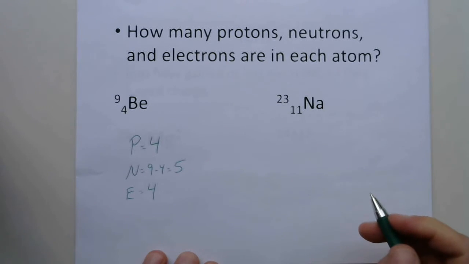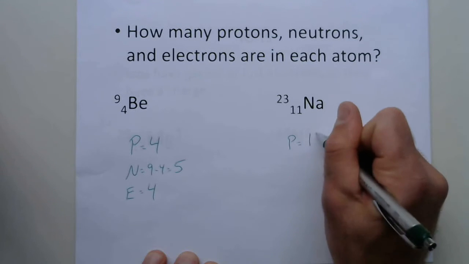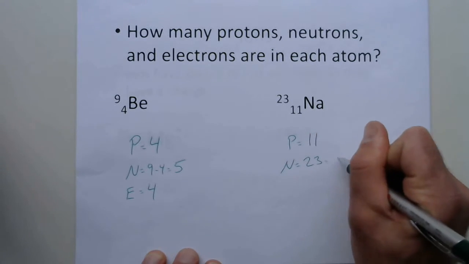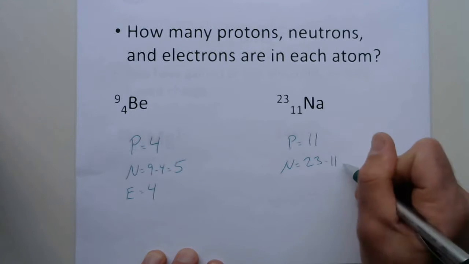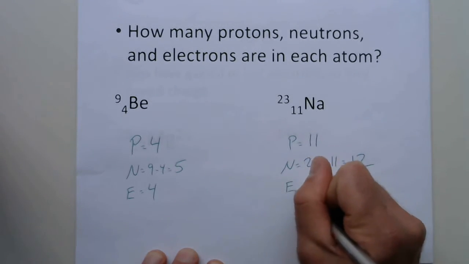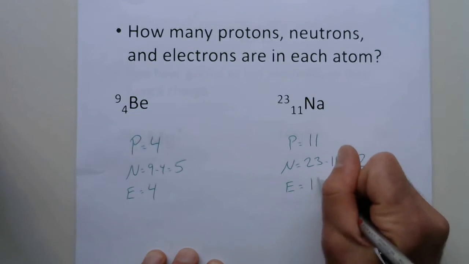Over here with the sodium, sodium has an atomic number of 11. The neutrons are going to be 23, the mass number, minus the number of protons. So 23 minus 11, so we have 12 neutrons. And then the electrons, again, equal to the protons since it's a neutral atom, so it would be 11.